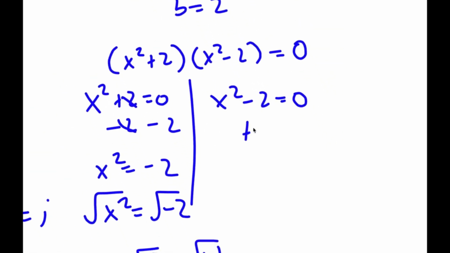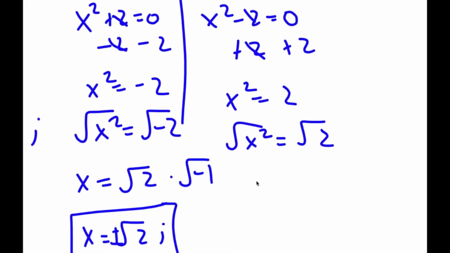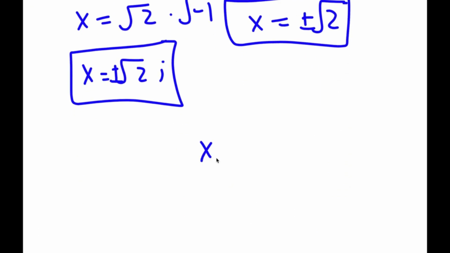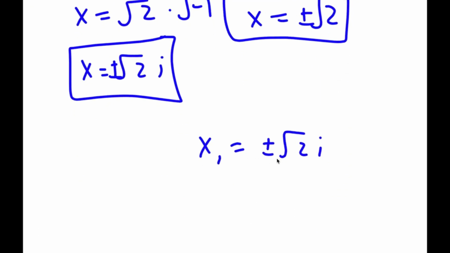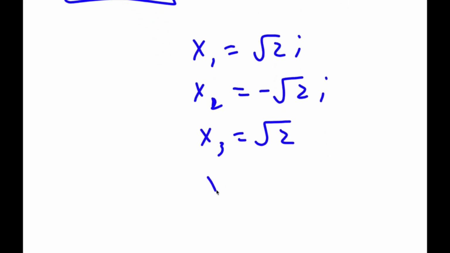Now for x squared minus 2 equals 0, I add 2 on both sides. I have x squared is equal to 2. Now if I take the square root, square root of x squared is x, and the square root of 2, this is positive or negative square root of 2. So my four solutions are: x is equal to positive or negative square root of 2 i, x is equal to square root of 2 i, x is equal to negative square root of 2 i, x is equal to square root of 2, and x is equal to negative square root of 2.